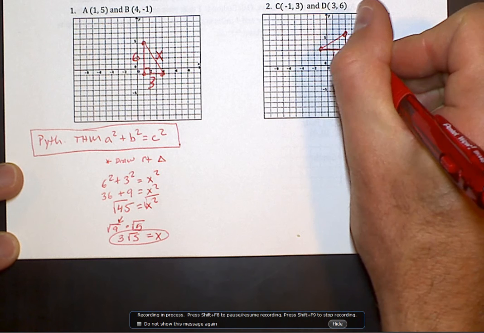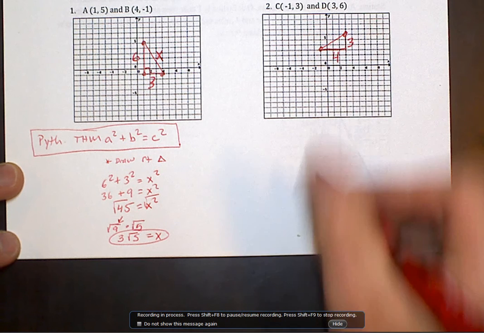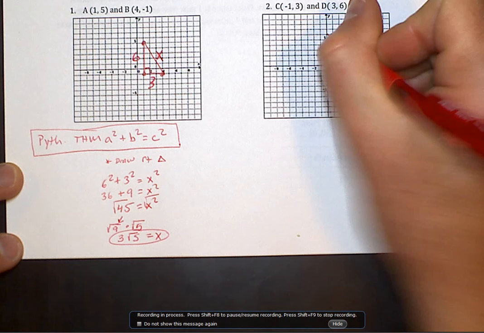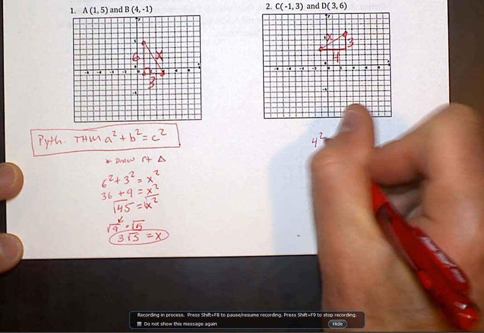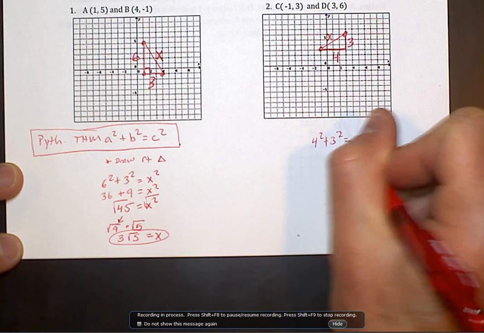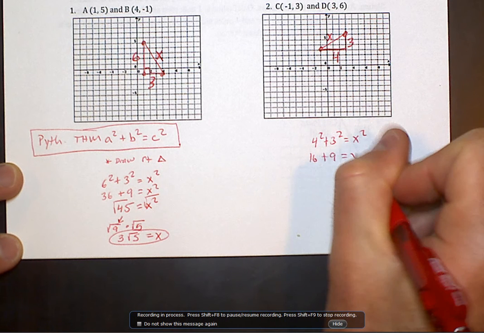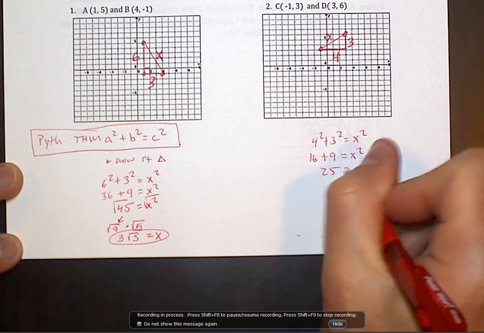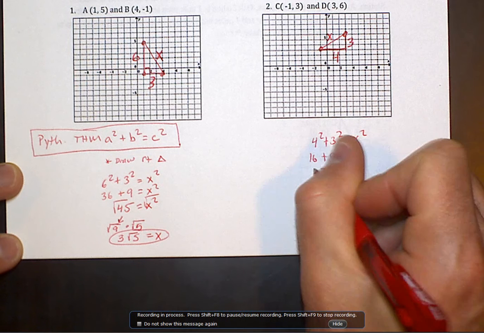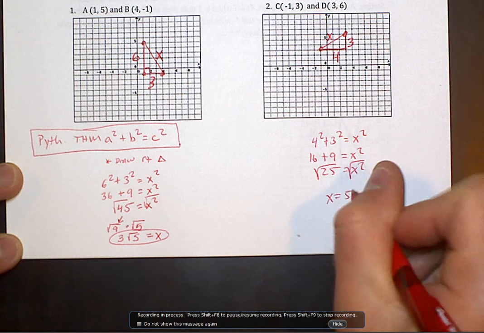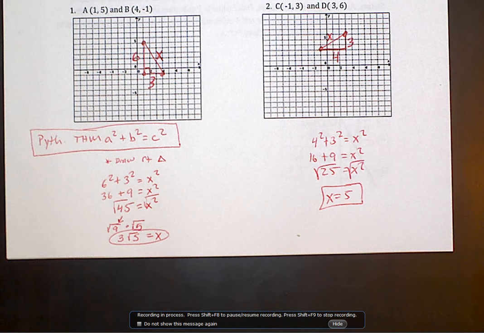Okay? Pythagorean theorem. You want to find x. So we're going to have 4 squared plus 3 squared equals x squared. That's 16 and 9. 16 and 9 make 25. Square root. This one works out really nice, and we just get plain old 5. So the distance between those 2 points there is 5. All right? Let's flip it back over.